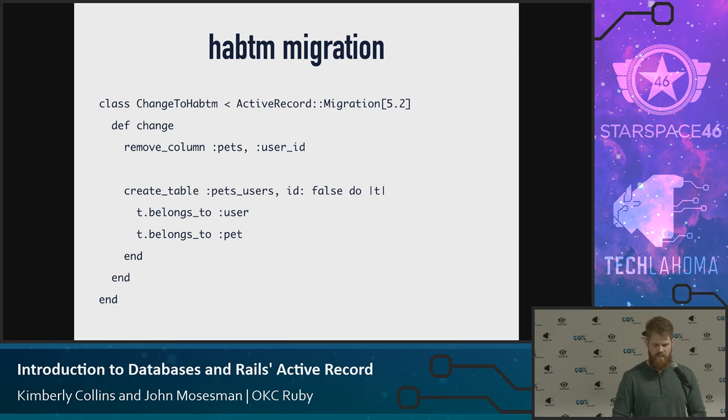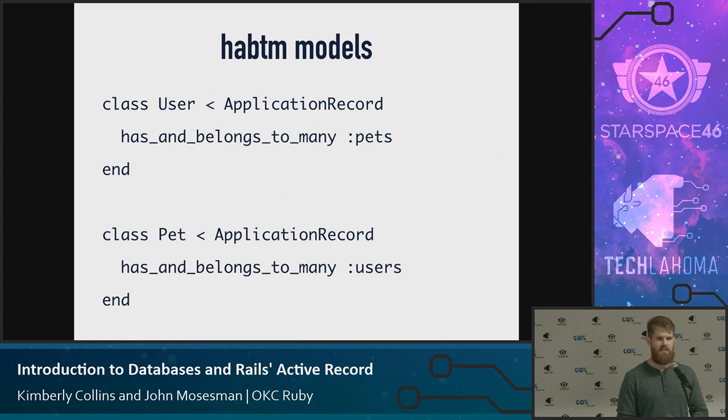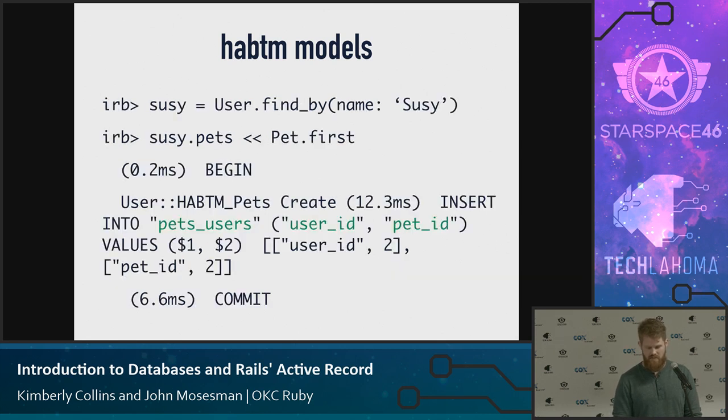As far as changing our models, again, a one-line change. Has and belongs to many pets for users. Has and belongs to many users. So now if we try this out, we have a user that we're going to use find by. Let's find by their name, Susie. We can add a pet to Susie using the shovel operator, angle bracket, and we can see that it inserts into our join table, our pets users.